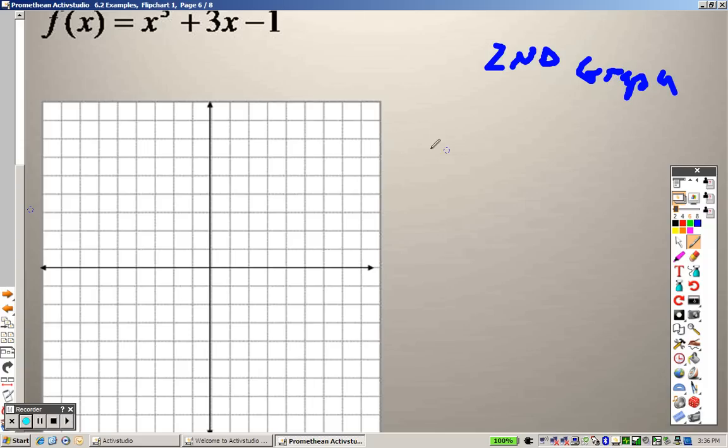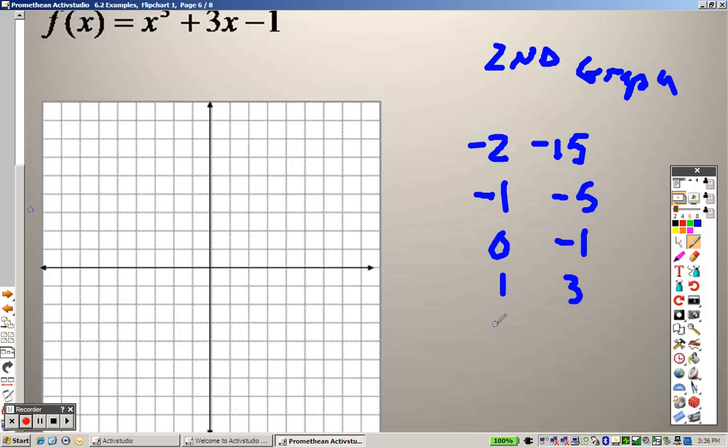When you do that, you have a list of points. You have -2, -15. You have -1, -5. You have 0, -1. You have 1, 3. You have 2, 13. Let's try to plot whatever we can. I can't plot -2, -15; that's off the grid. I can graph -1, -5. Here is 0, -1. Here is 1, 3. And 2, 13 would be somewhere up here.